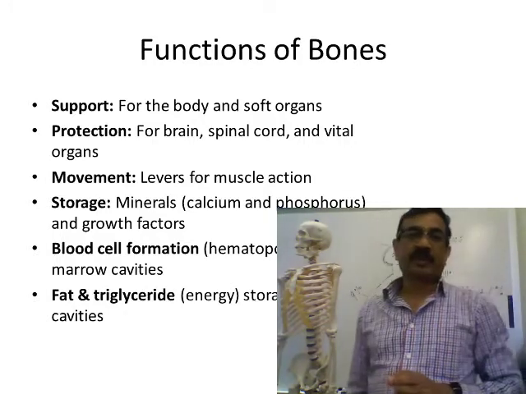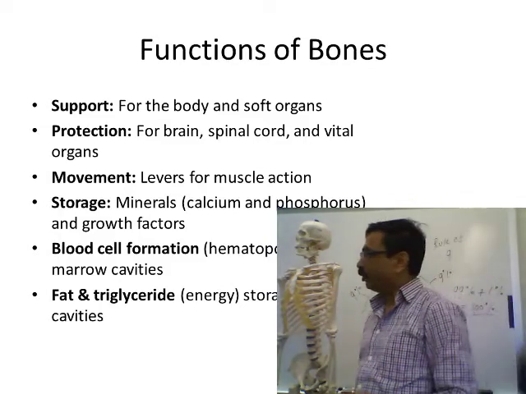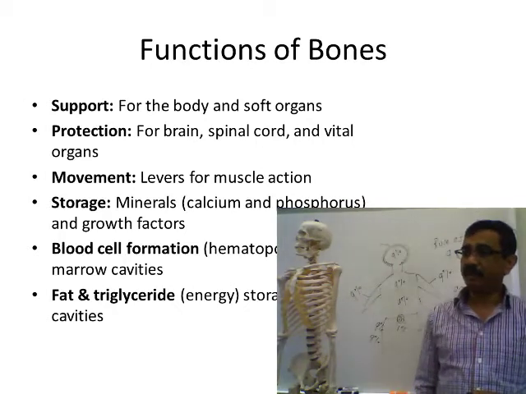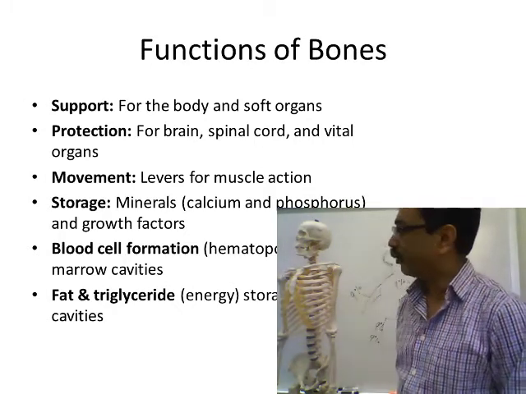Blood cell formation. You know, inside the bones you have red bone marrow, which is the primary site for the production of blood cells. The new blood cells are produced in the bone marrow mostly.